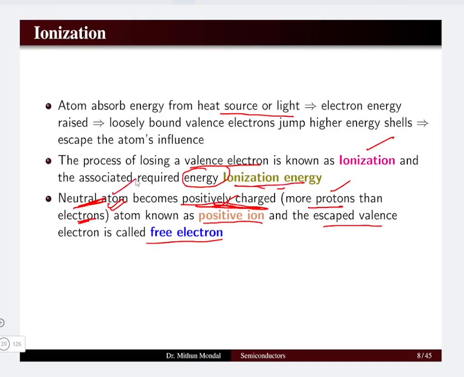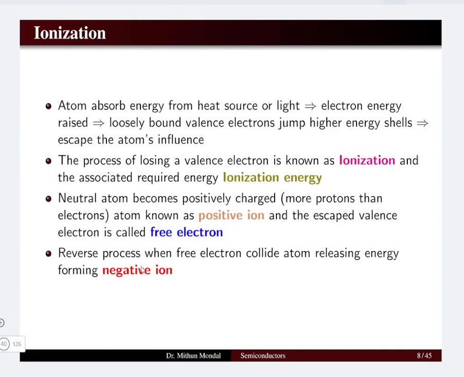The neutral atom has become positively charged now, and that is known as the positive ion. So the atom has become an ion which is positively charged, and the electron which has left is known as the free electron.